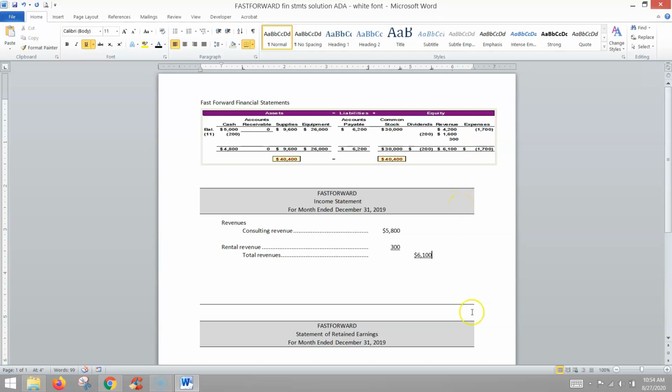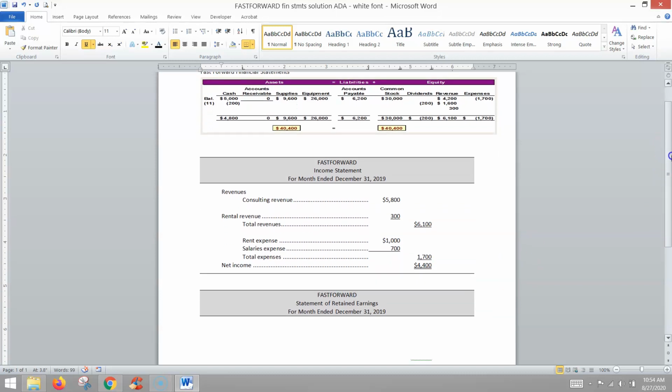We're next going to list our expenses. So while we see we have a total of $1,700, it's made up of two different expenses as noted in the PowerPoints. Rent expense and salaries expense for total expenses. To determine net income, we take our revenue minus our total expenses, and that gives us our net income.